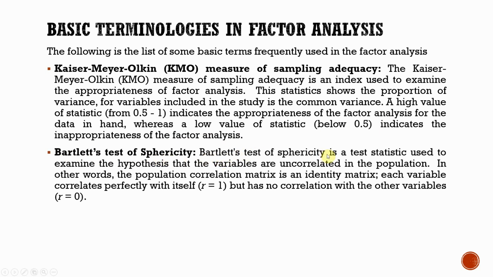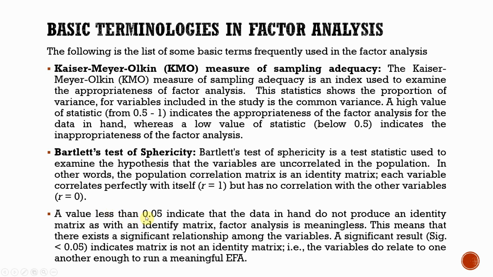Now, Bartlett's test is a statistic used to examine the hypothesis that the variables are uncorrelated in the population. In other words, the population correlation matrix is an identity matrix. Each variable correlates perfectly with itself but has no correlation with the other variables. Well, if it does not have any correlation with other variables, there is no point doing factor analysis, because then you can't group the variables together.